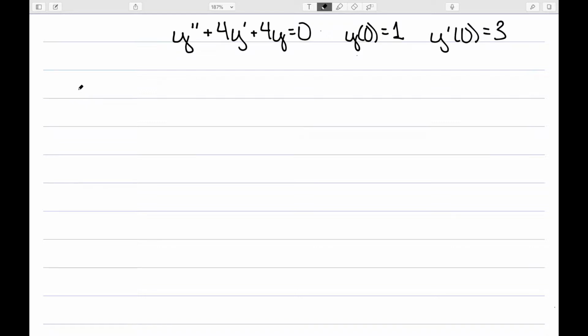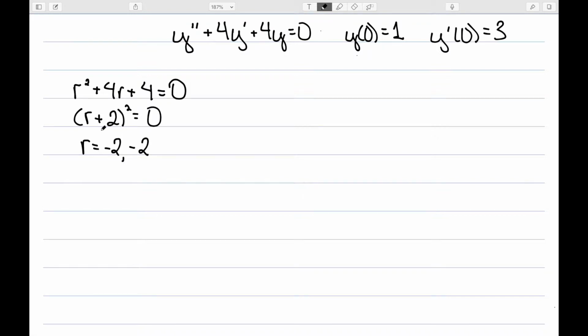Here I have another second order differential equation. We start by solving the characteristic equation, r squared plus 4r plus 4 equal to 0. If we factor this, we get (r plus 2) squared equal to 0. So for my values of r, this time I have one repeated solution.